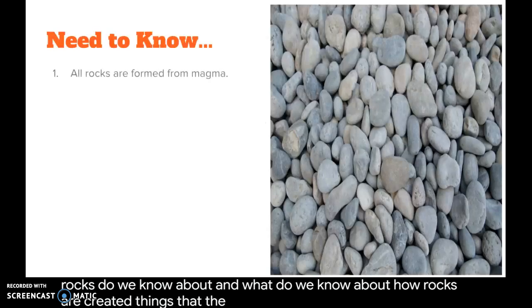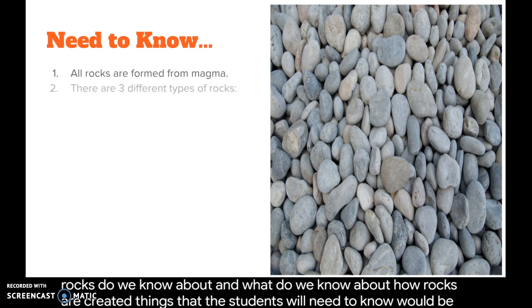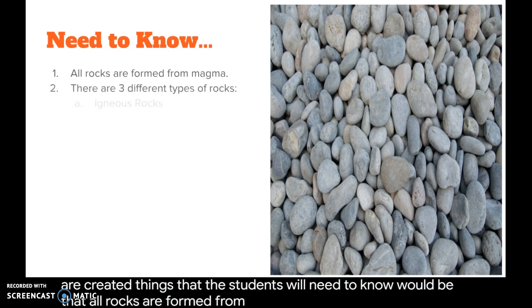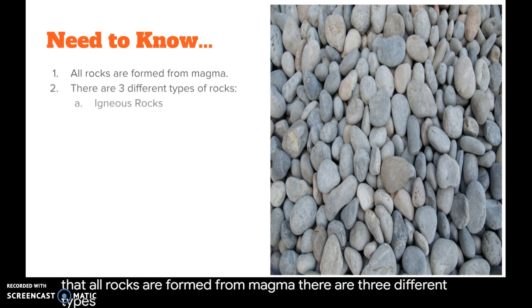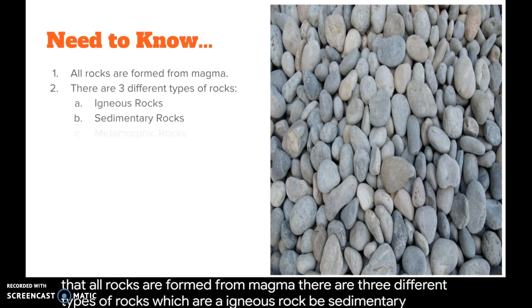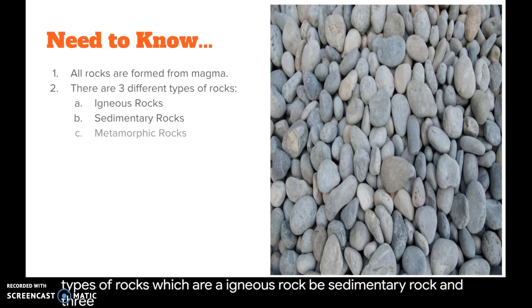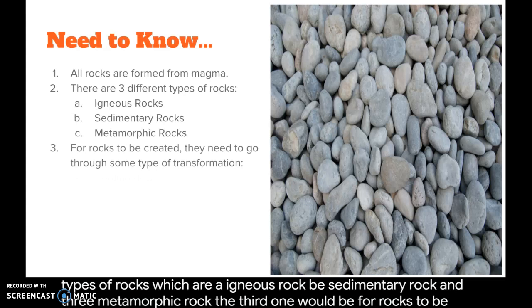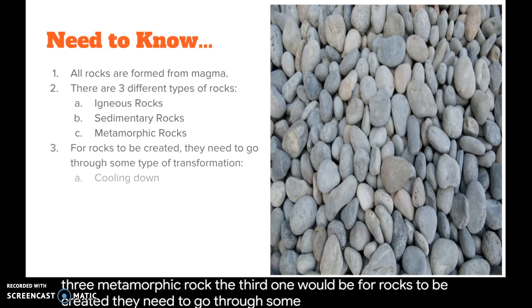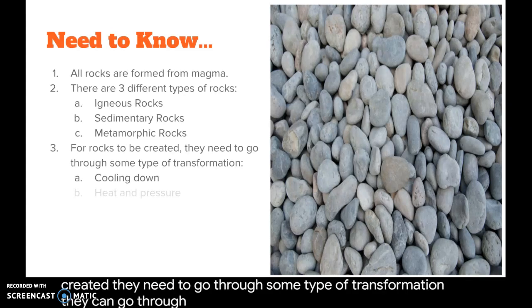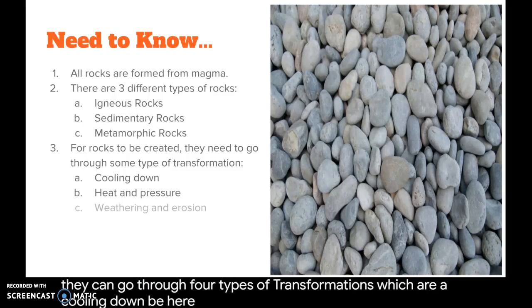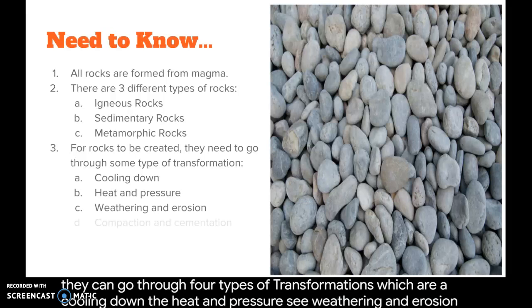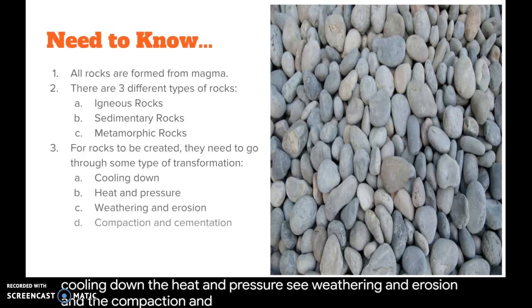Things that the students will need to know would be that all rocks are formed from magma. There are 3 different types of rocks, which are A, igneous rock, B, sedimentary rock, and C, metamorphic rock. The third one would be for rocks to be created, they need to go through some type of transformation. They can go through 4 types of transformations, which are A, cooling down, B, heat and pressure, C, weathering and erosion, and D, compaction and cementation.